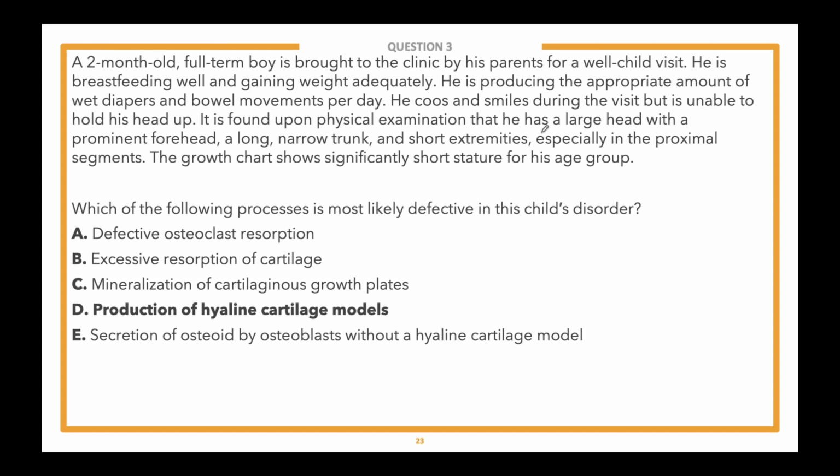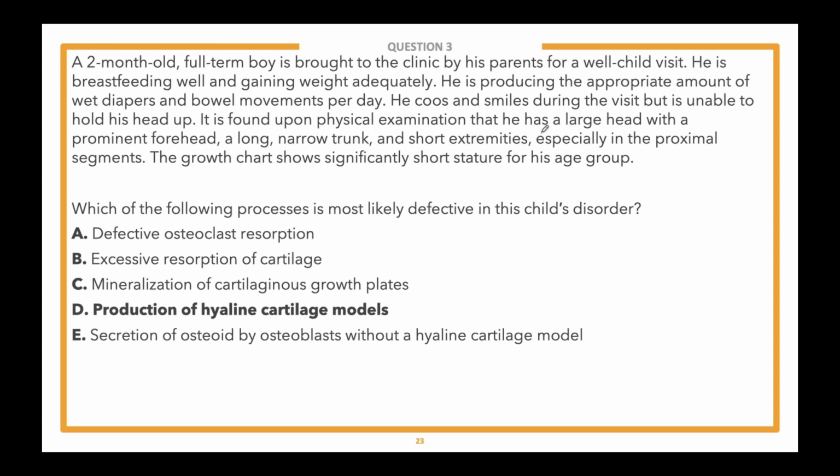Answer choice B, excessive resorption of cartilage. This is getting at a defect in osteoclasts, okay? An example of excessive osteoclast activity would be Paget's disease. In Paget's disease, you can have hearing loss due to a thickened auditory foramen, and you can have an increase in hat size. So while we do have an increase in head size, we don't really have other signs and symptoms of Paget's disease, and on top of that, the physical exam fits better with achondroplasia.